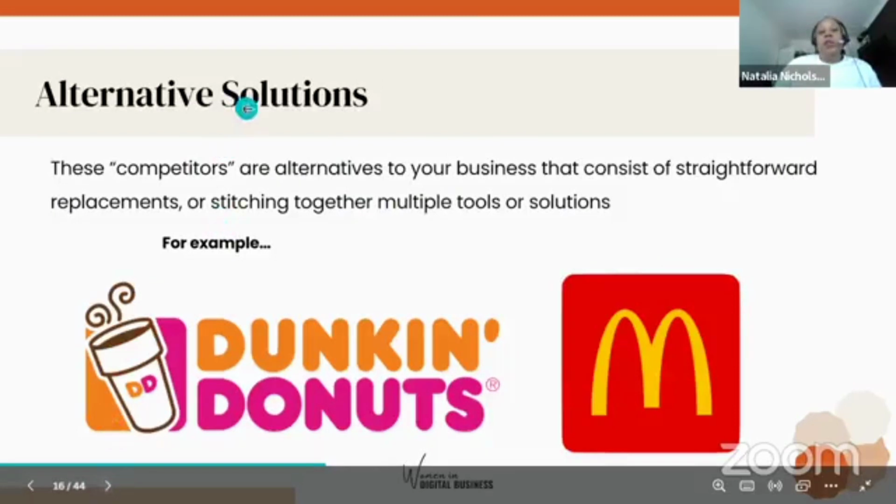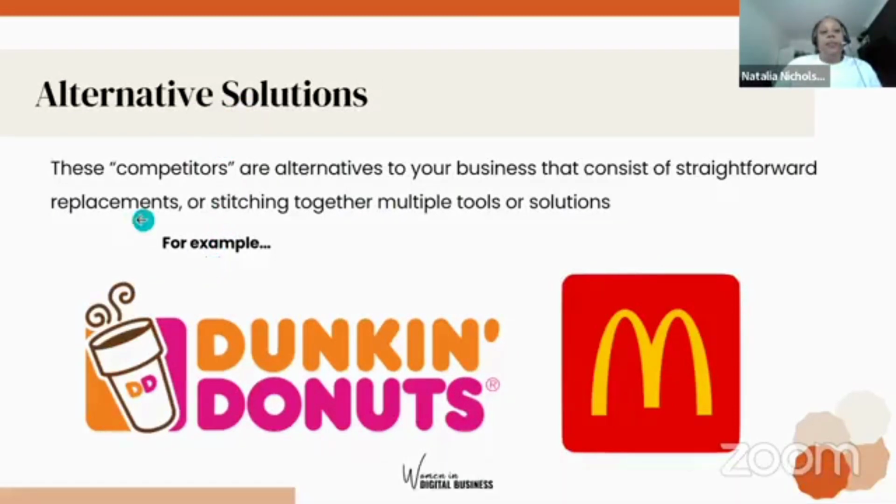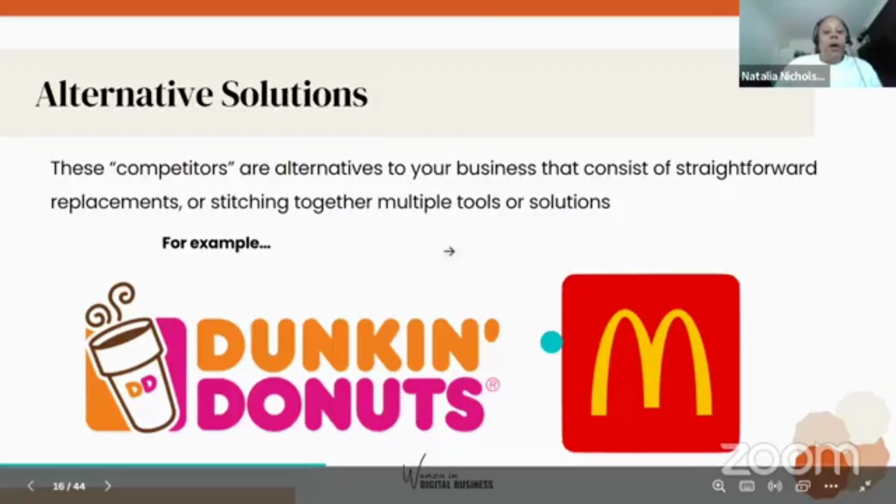So, alternative solutions. These are competitors that are alternatives to your business that consist of straightforward replacements or stitching together multiple tools or solutions. So you couldn't get McDonald's, but actually I fancy something more sweet. It's an alternative solution. It's not the same thing. It's not a burger, but it's a donut. These are all established partnerships with businesses that you can really piggyback off of.